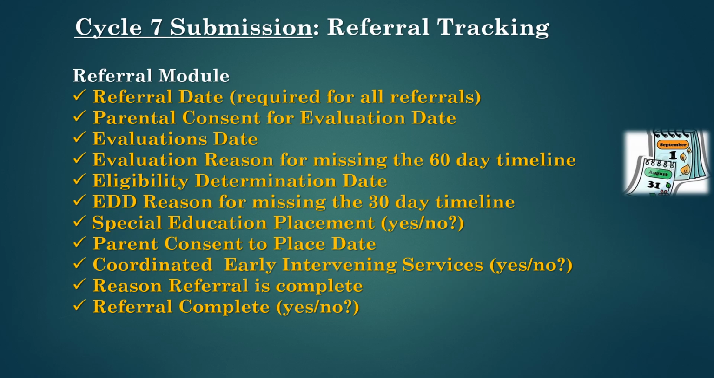From the referral tracking module, the following fields are pulled: referral date, parental consent date, any other evaluations dates, eval reasons for missing the 60-day timeline, the eligibility determination date, EDD reason for missing the 30-day timeline, special ed placement, yes or no, the parental placement of consent, coordinated early intervening services, please specify yes or no, the reason the referral is complete, and if the referral is complete, please specify yes or no.